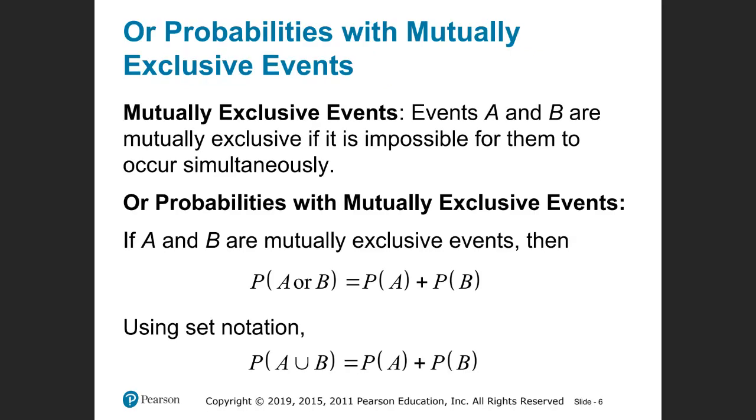Or probabilities with mutually exclusive events. Events A and B are mutually exclusive if it is impossible for them to occur at the same time. If A and B are mutually exclusive events, then the probability of A or B is the probability of the two separate probabilities added together. Using set notation, the probability of A union B is equal to probability of A plus probability of B.